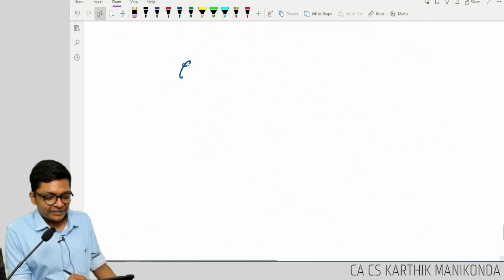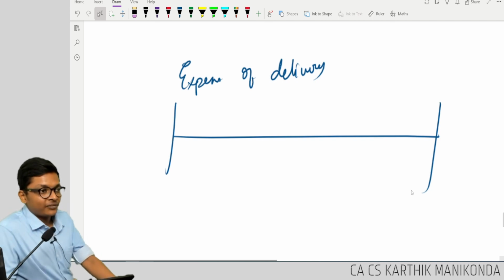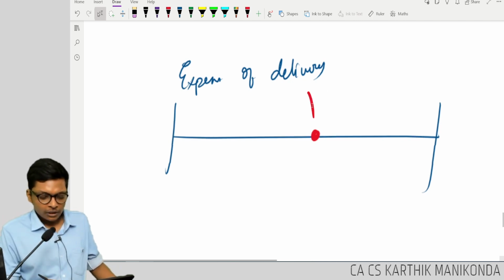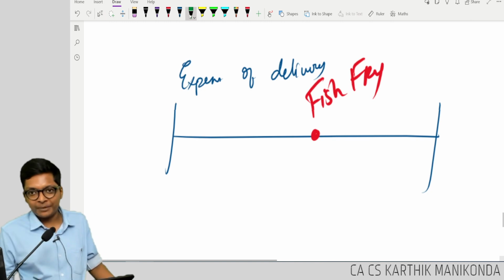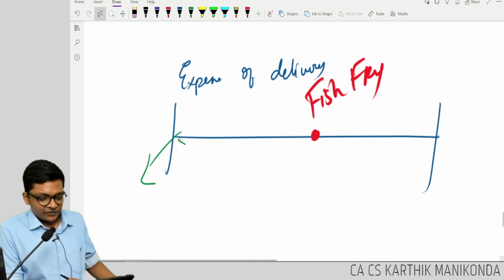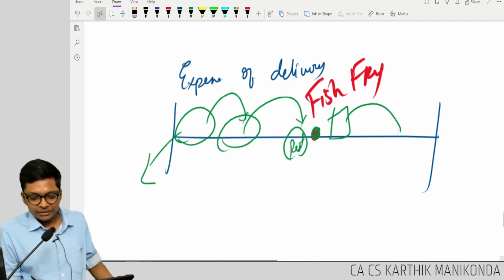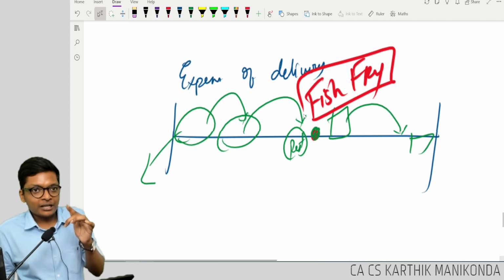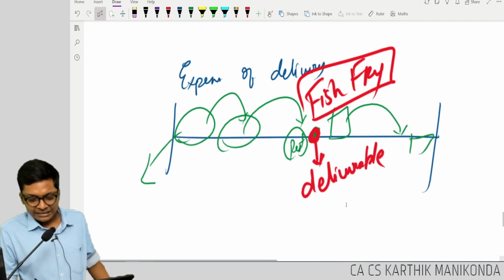Next, expense of delivery. Who will bear the expense of delivery? Let's say you ordered on Swiggy, you ordered fish fry. Vegetarians, just an example, guys. Now, how does fish fry take place? First, you have to go to the ocean, get that fish, then it's sent to the farm, then it comes to the restaurant, it gets cooked, then packed in a box, comes to your house, then goes into your stomach, correct? Now, when is the fish fry ready for delivery? At the restaurant, it's in a deliverable state.